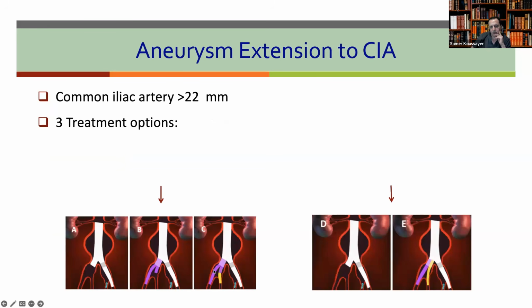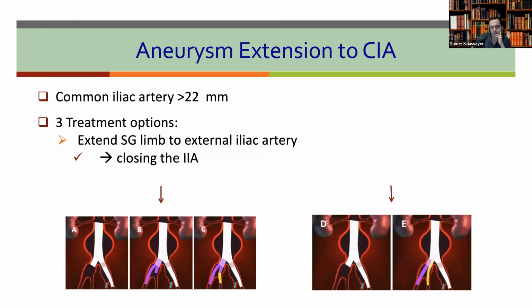So if you have an aortic aneurysm with common iliac artery aneurysms, how are you going to treat it? You have two options. Either we can close one iliac and extend it, and then do an iliac branch device, or we can do chimneys here. So these are the options.